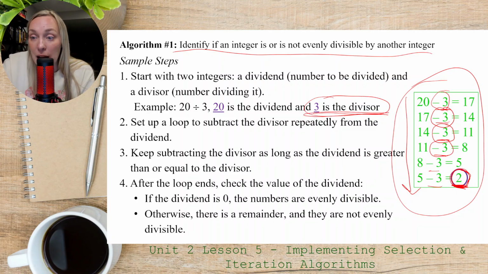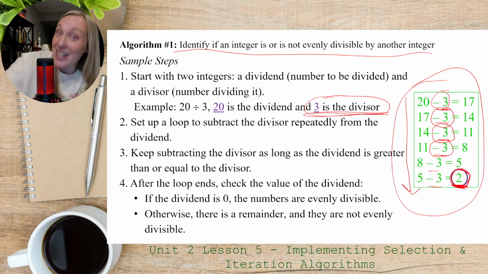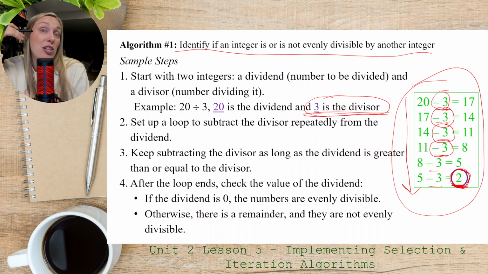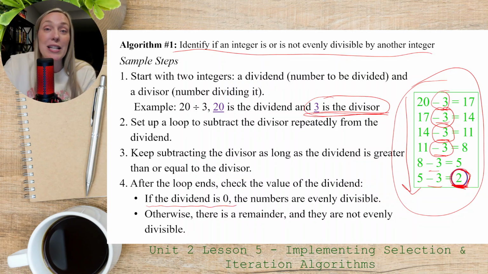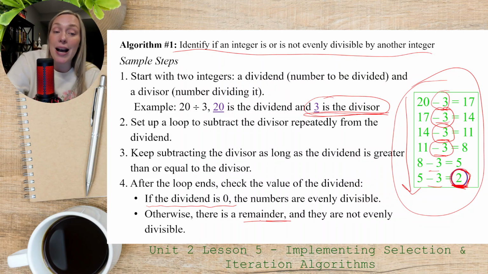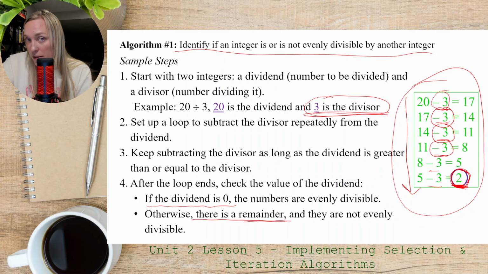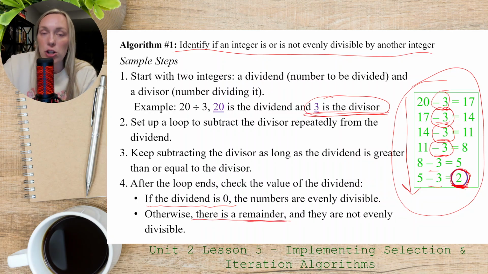And then once the loop stops, I have to ask the question with an if statement, right? So this is where the selection comes in. The question: if that number is 0, then we say yes, they are evenly divisible. If there's a remainder of some kind, then they are not evenly divisible. Okay, so with these instructions, start by sometimes coming up with an example.